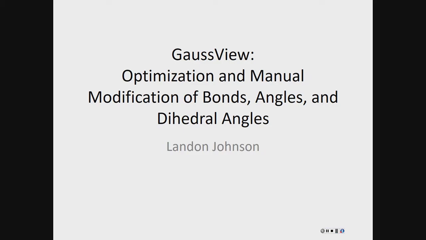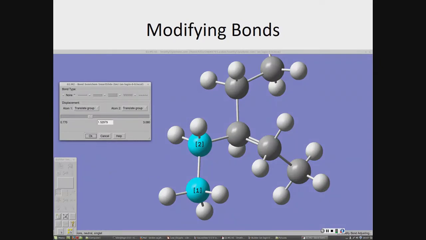So I'm going to be talking about the optimization of molecules through the terminal, and then manual modifications of bonds, angles, and dihedral angles. First, say I want to modify this bond that's already there, say I need a double bond. I can click this button on the builder window, and that'll open up this menu. From here, I can choose no bond, single bond, double bond, triple bond. I can adjust the bond length with the slider, or just by typing in the number. You just click this button, and then click the two atoms that you want to adjust the bond between.